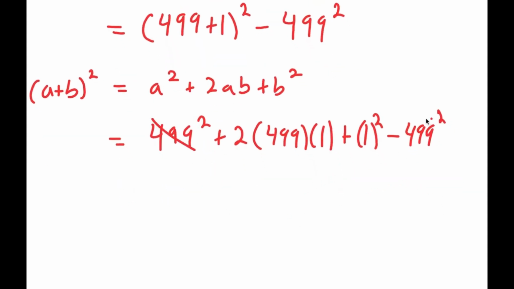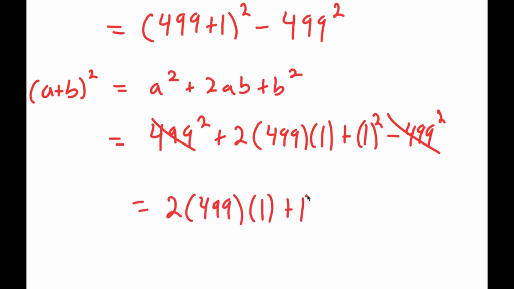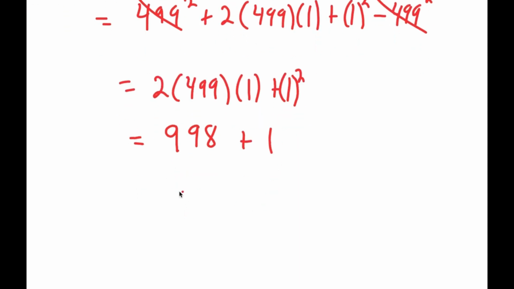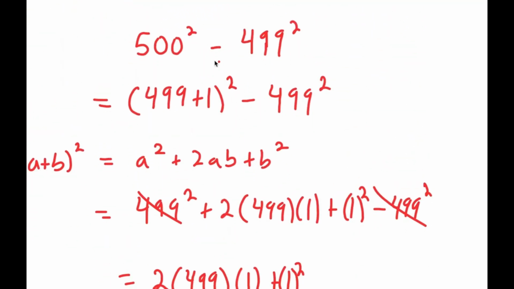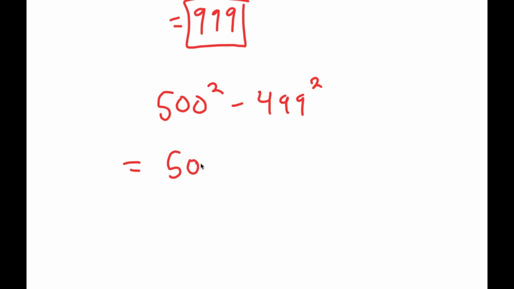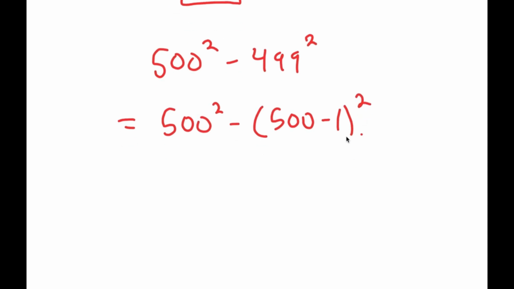Now, I can cancel out 499 squared and negative 499 squared, so I'll be left with 2 times 499 times 1 plus 1 squared. 2 times 499 is 998, times 1 is just 998, and I have this plus 1 squared, which is plus 1, and this is equal to 999. Now, I actually have another method of solving this. So I have 500 squared minus 499 squared, and this time I'm going to rewrite this as 500 squared minus 500 minus 1 squared.